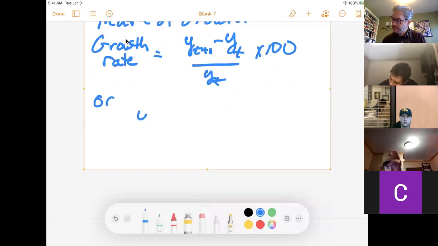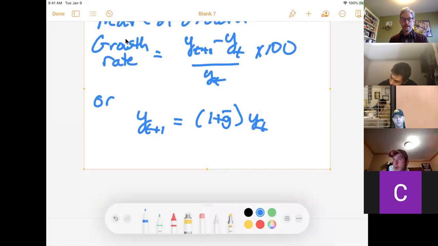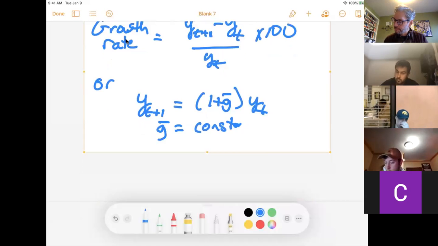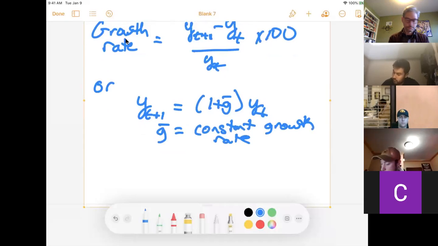Or another way that you can express this is like this: what is output next period? It's output this period times 1 plus g, where g is the constant growth rate. Okay? So if growth is constant, then you know what output is next period. If you know what output is this period, you just multiply by 1 plus g.